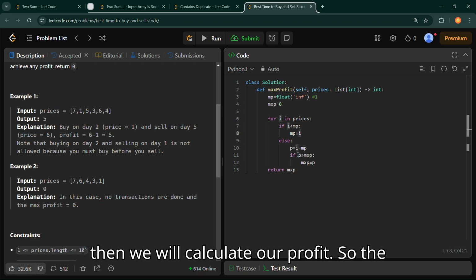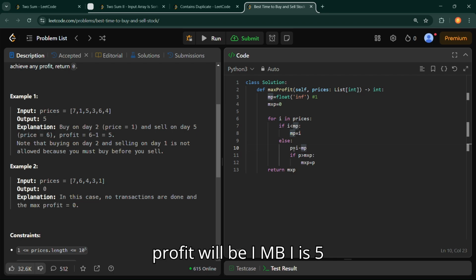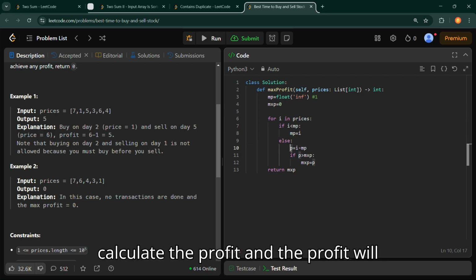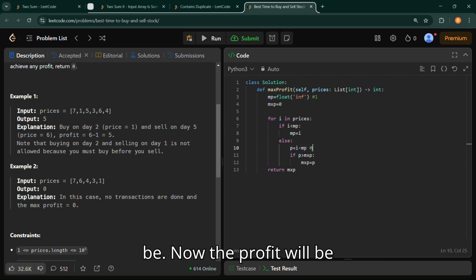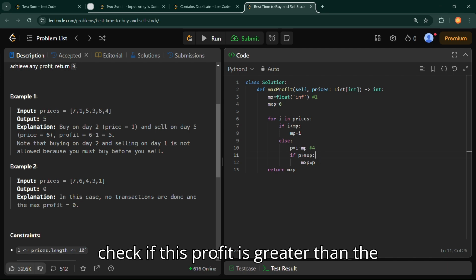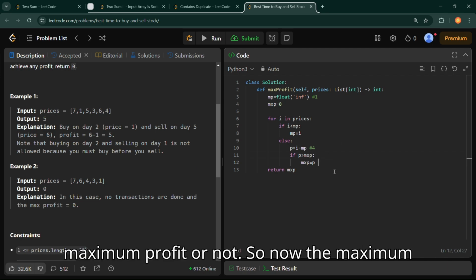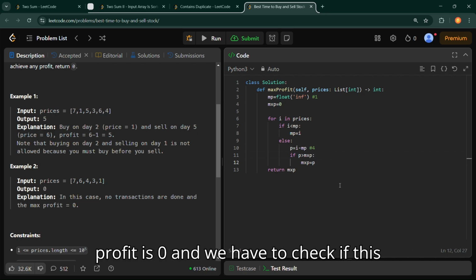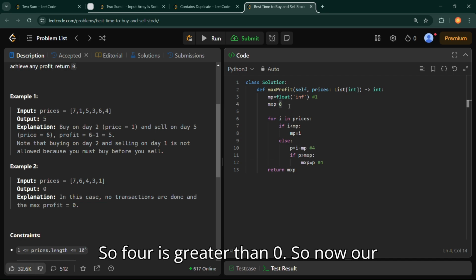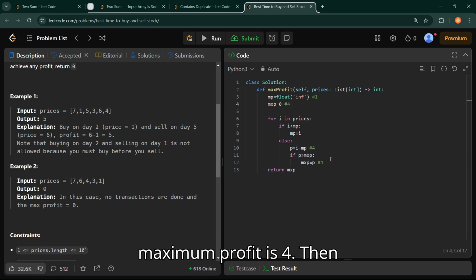and then we will calculate our profit. So the profit will be I minus MP. I is 5 and minimum price is 1 here. So the profit will be 5 minus 1, which is 4. Now our profit is 4, and after that we have to check if this profit is greater than the maximum profit or not. So now the maximum profit is 0, and we have to check if 4 is greater than 0 or not. So 4 is greater than 0, so now our maximum profit is 4.